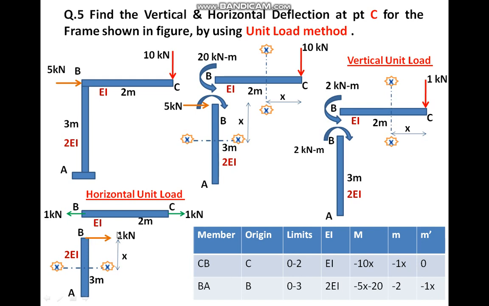In m dash, that is the horizontal unit load moment. Here in B to C, a 1 kilonewton force is there, but the section is not there, so there is no moment, so it will be 0. But in the B to A member, 1 kilonewton is applied in the horizontal direction, so the vertical distance is x, and 1 is rotating clockwise, so 1 into x, so clockwise you write minus 1 into x. After that, you first calculate the vertical deflection.